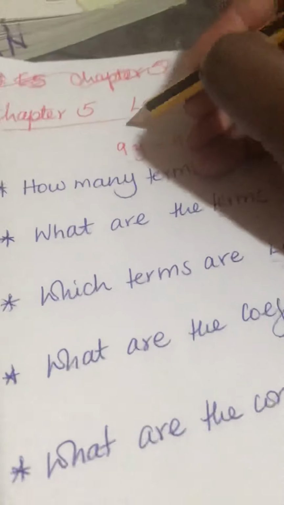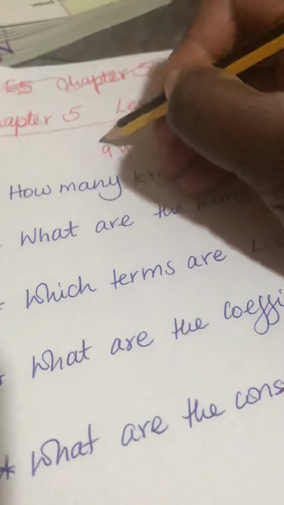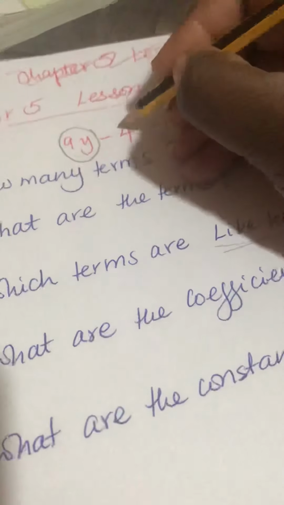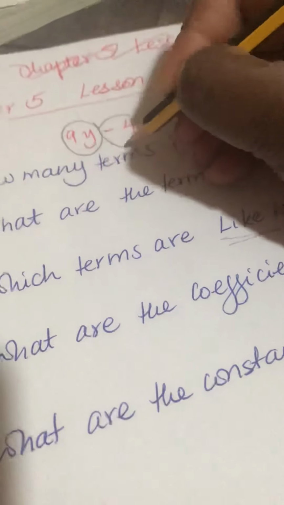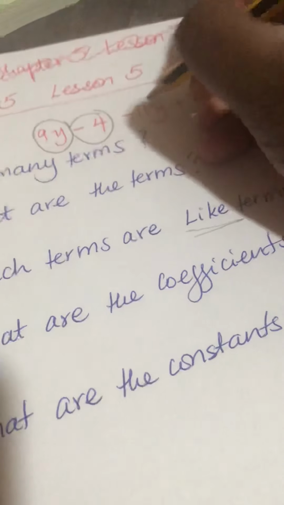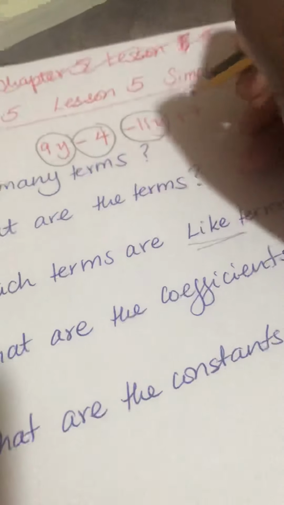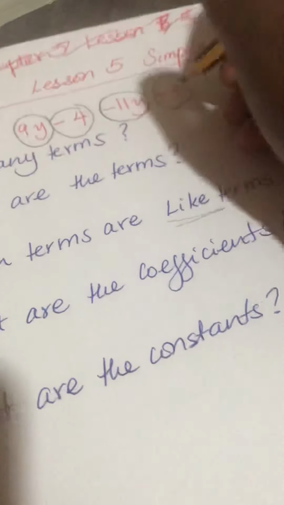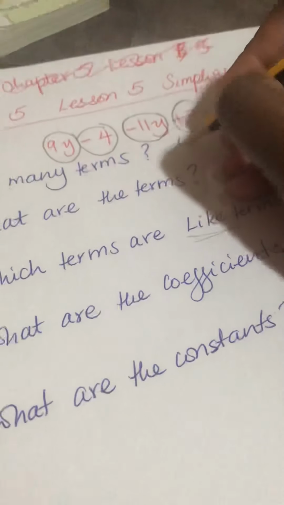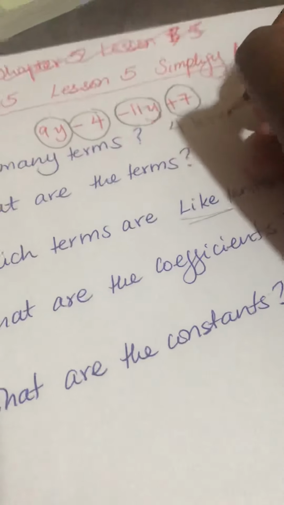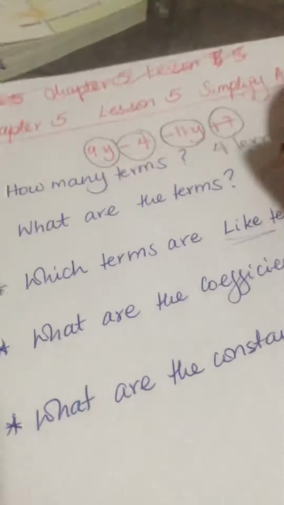Okay. So how many terms? I count. I take 1, 2, 3, 4. So how many terms? We have 4 terms. Then it asks, what are the 4 terms?